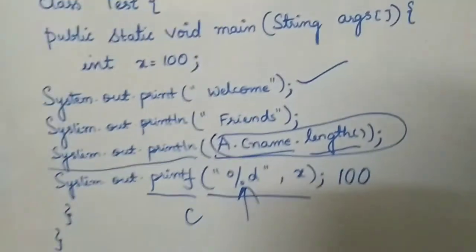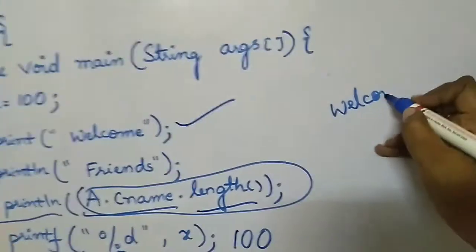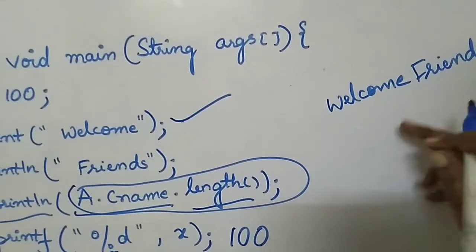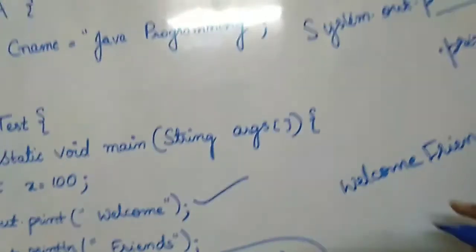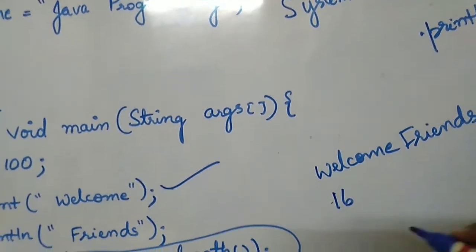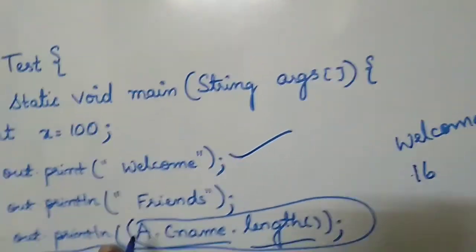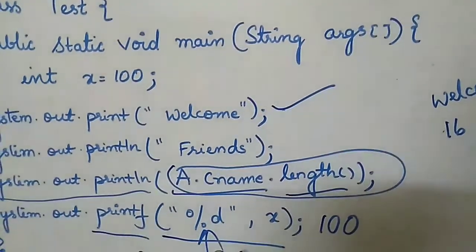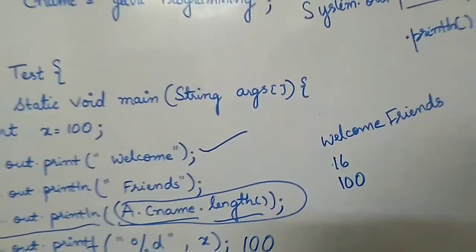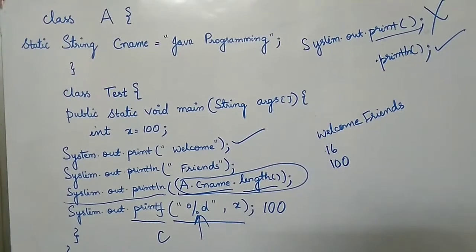So what will be the output of this particular program? It will print welcome, and after this only I'll get friends. After that, in the next line, I'll get the length, which counts the length, some 16 or whatever, and then x will be printed on the screen. Since there is ln over here, the output will be printed on the next line, and simply 100 will be printed on the output screen. This is how you use system.out.println inside your program.